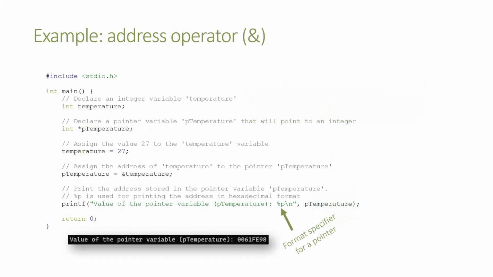This C code uses printf to print the memory address stored in the pointer variable pTemperature. The %p format specifier is used to print the address in hexadecimal format. The actual memory address will be substituted for %p during execution, and the result is displayed on the console.